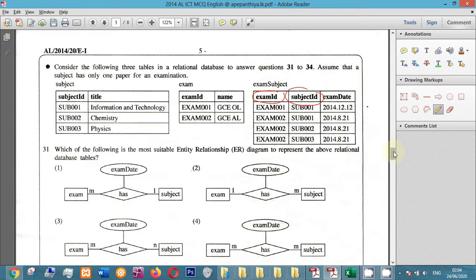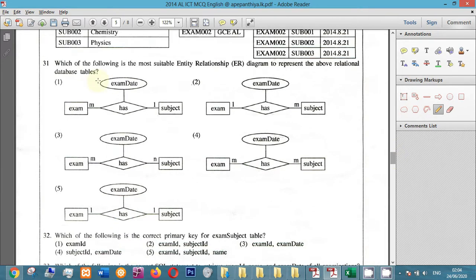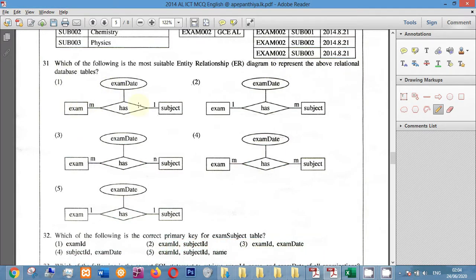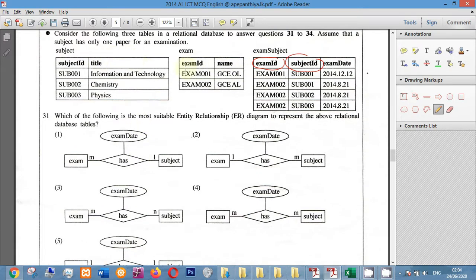So let's look at the questions. Which of the following is the most suitable entity relationship diagram to represent the above relational database tables? So they have taken exam and subject. This one is exam subject, where it takes primary keys from both tables. So this should be the linking table between these two. Exam ID references exam ID, subject ID references subject ID. So individually these are foreign keys, together they make the primary key.